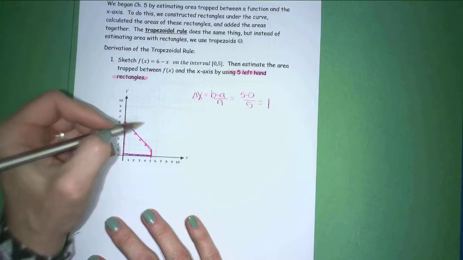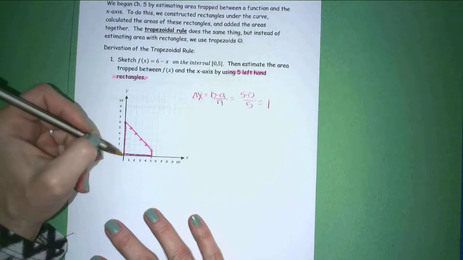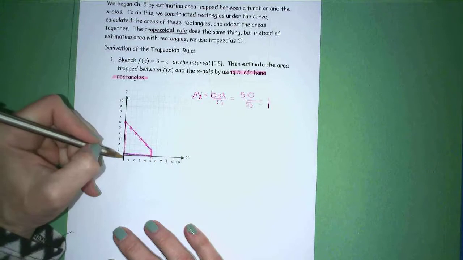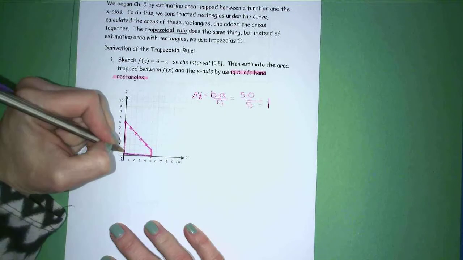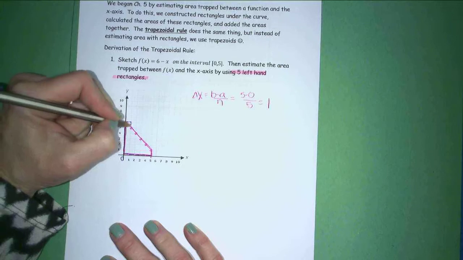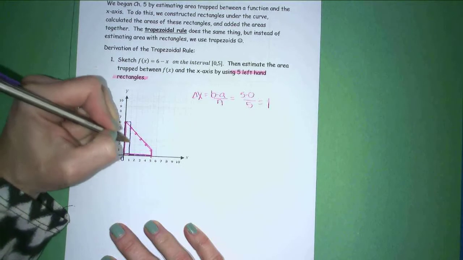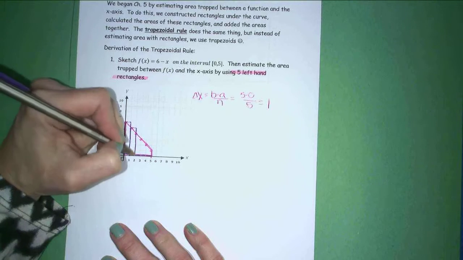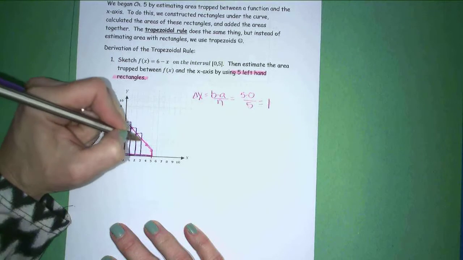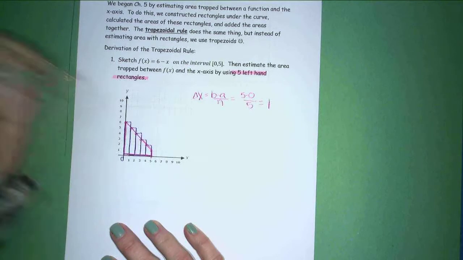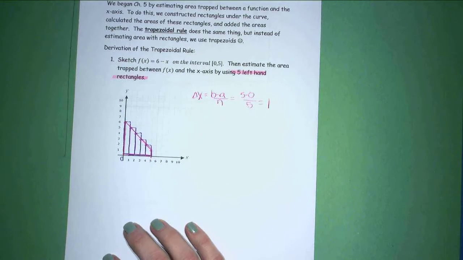Left-hand rectangles evaluate the function at the left side of the sub-interval. So 0 to 1, I'm going to pull up on the 0, come across and down. So you can see I'm overestimating here. 1 to 2, come up on the 1. And just continue this process all the way through. There they are. 5 left-hand rectangles.